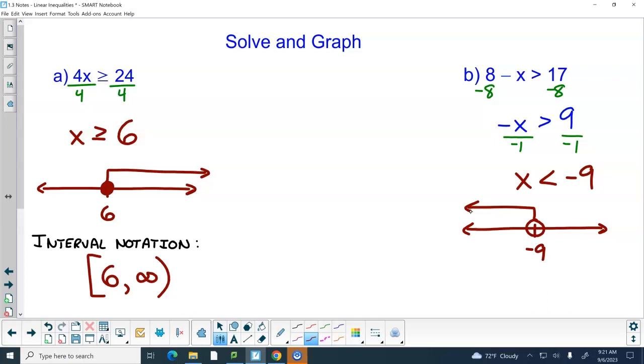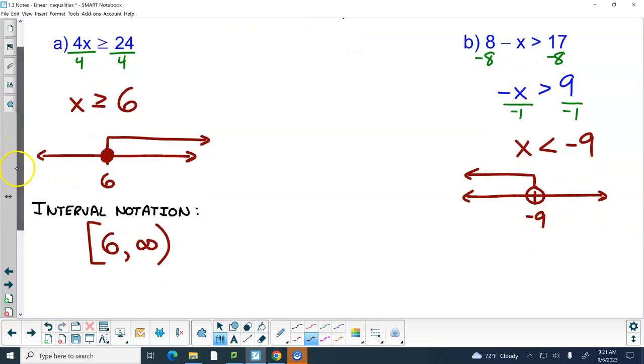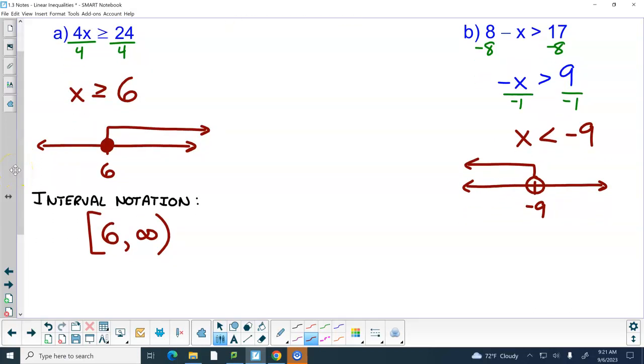What would the interval notation look like for this one? Well, the nice part about interval notation is you work left to right off of your graph. So it goes all the way out to negative infinity, so that's where we're going to start. And it goes up to negative 9, but it's not including it, so it is a parenthesis. Okay. Questions, comments, concerns, clarification?